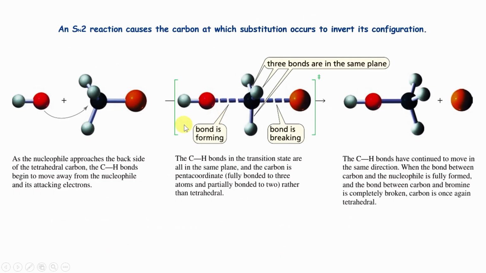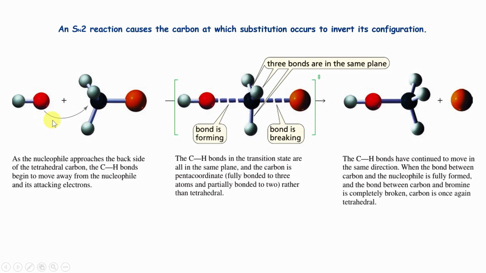Okay, the inversion in SN2 reaction can be best described by this picture. You can see it is the nucleophile, for example, OH negative. If it is OH negative, this red ball is oxygen, which is carrying a lone pair of electrons and negative charge. As the nucleophile approaches the backside of the tetrahedral carbon, the substrate molecule, say for example, methyl bromide, where bromide is the leaving group, it is tetrahedral in nature.